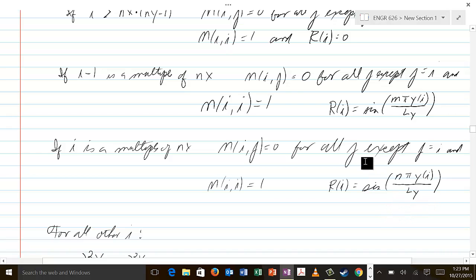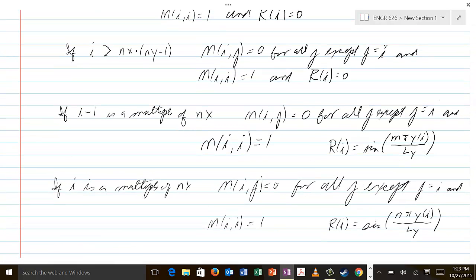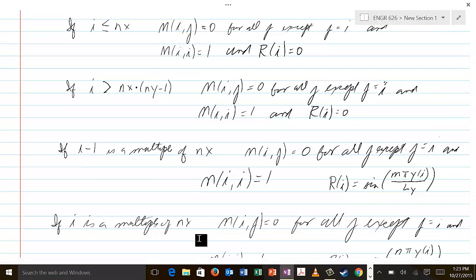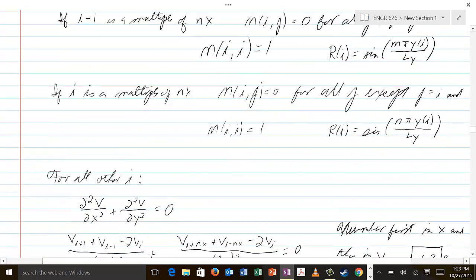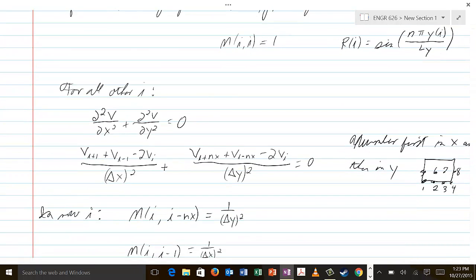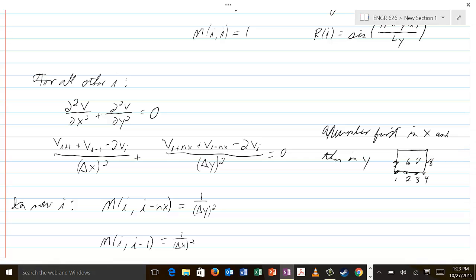And so these four conditions, you can put this in your computer code very easily, these four cases, and these four statements will take care of all of the boundary nodes. And then for all other i's, well, if the node number is anything other than those four possibilities, then it must be an interior node of the matrix.